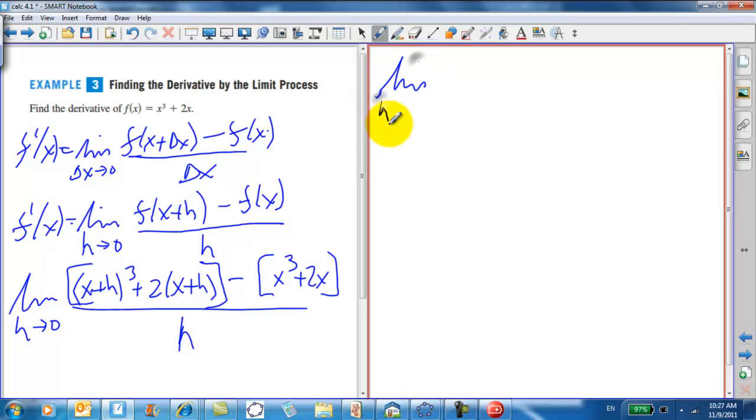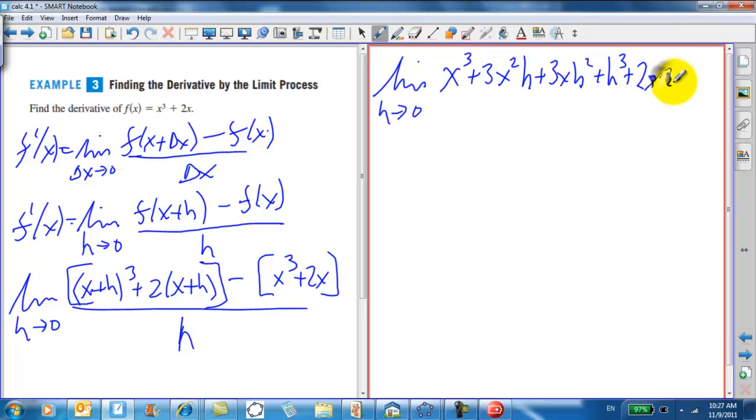Continuing our simplification, the limit as h goes to 0, and I'm going to carry along this limit the whole way because if I evaluate it here, I'm going to get 0 over 0. We've got to wait until this h cancels out to actually do that plug and chug. X plus h cubed is x cubed plus 3x squared h plus 3x h squared plus h cubed. Oh, so that's why we did all that work on Review Pack 1. That's right, so you know how to expand out. 2 times x plus h is 2x plus 2h. Minus x cubed minus 2x all over h.